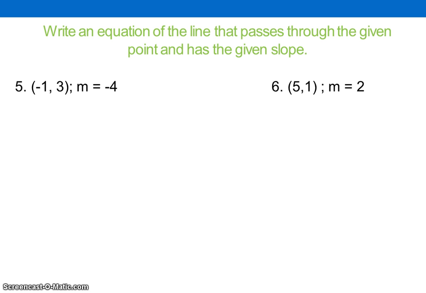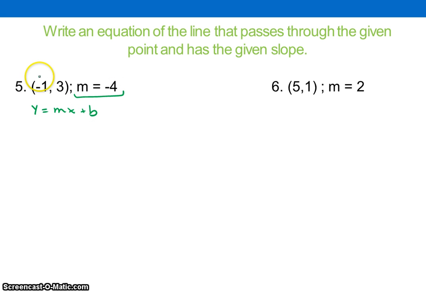Okay, so, well, this is different. It says, write an equation of the line that passes through the given point and has the slope. Well, so now I know that this is my m, but I don't know what my b is because this isn't my y-intercept. That's just some other point.